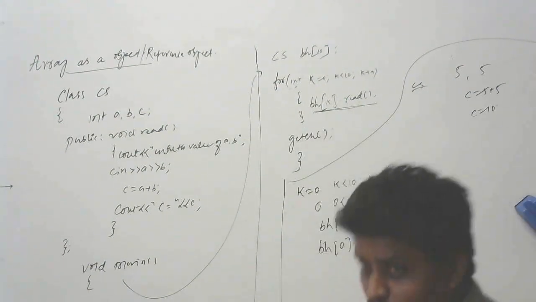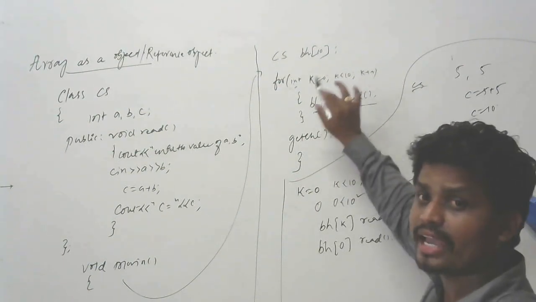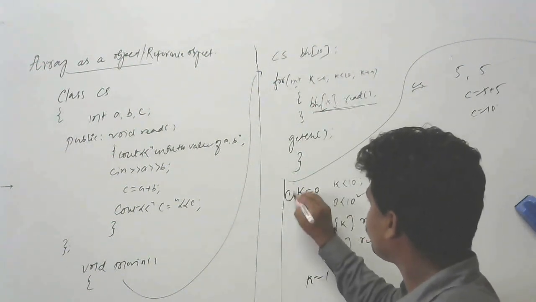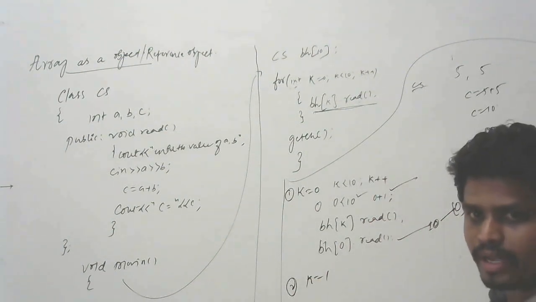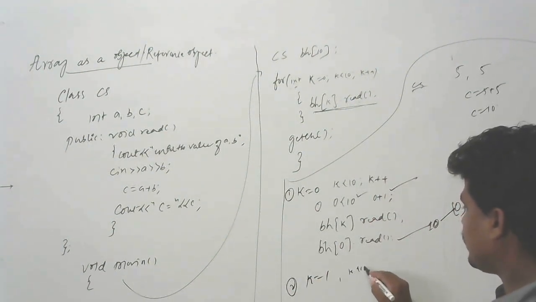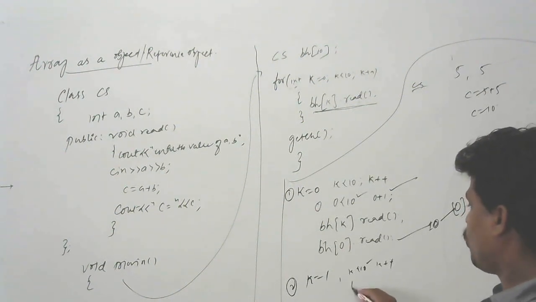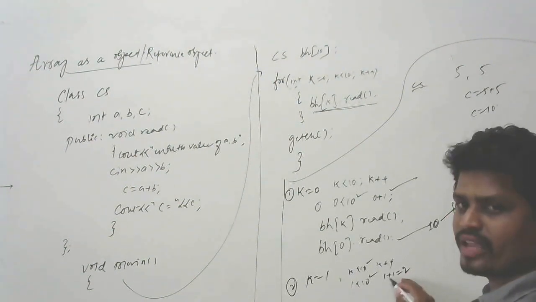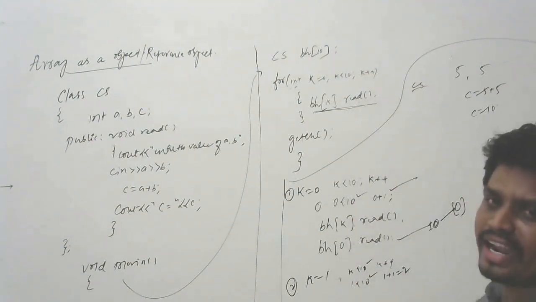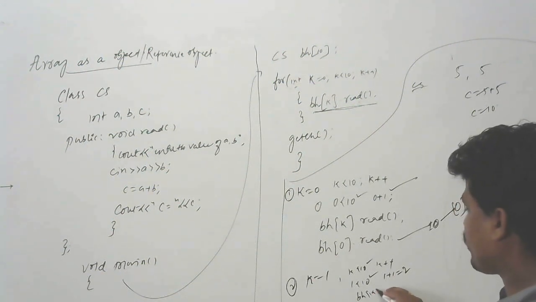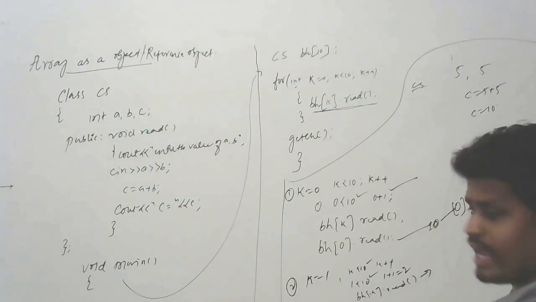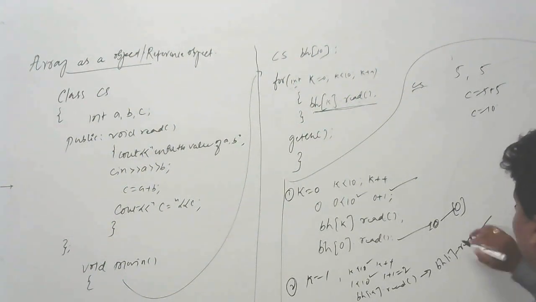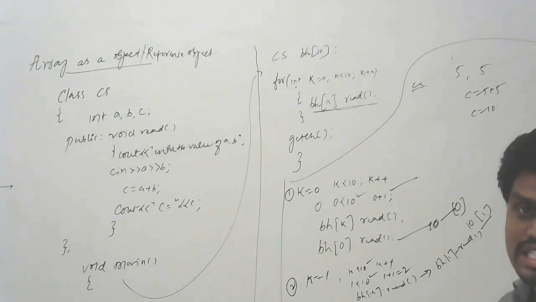Next, the compiler will not come out of the program. Why? Still there are 9 more loops. Now K value is going to be changed to 1. This is the first one. This is the second one. K value becomes now 1. K is less than 10. Yes, K plus plus. 1 is less than 10. Condition is true. 1 plus 1, how much? 2. The value of K will be changed when this particular block gets executed. That becomes BH of K dot read. Right? So BH of 1 dot read. So again 10 will be executed for the first position.